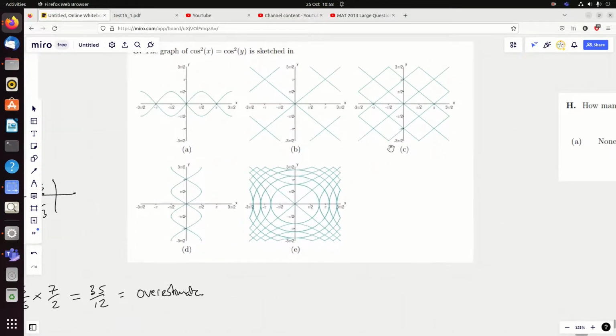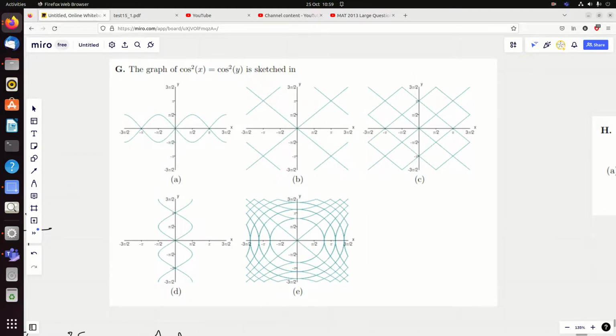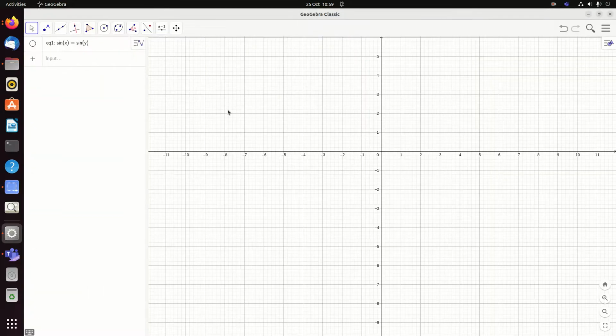Okay, this one. This is a classic. It really is. Now, I've lost count of the number of times I ask my students to solve this problem. I say, could you draw me a graph of sine x equals sine y? Because nobody ever seems to know what it looks like, and I'm not surprised. It's one of those ones which will catch people out.